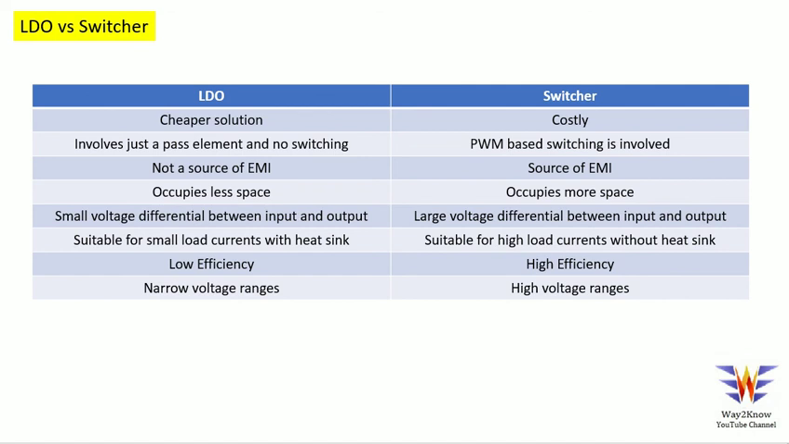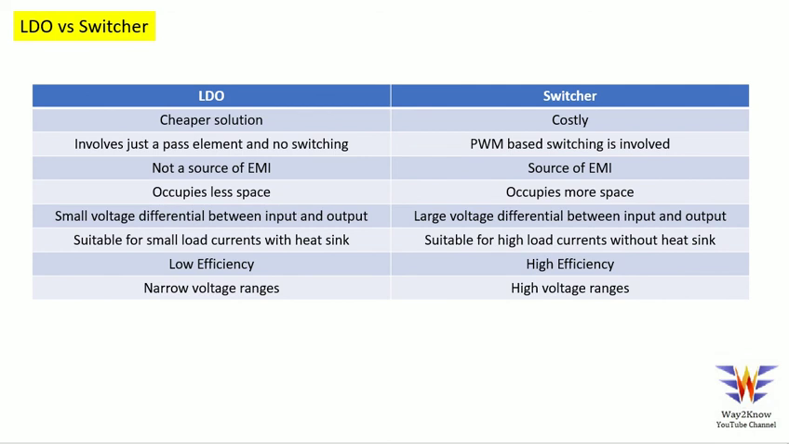Now coming to space: definitely a switcher occupies more space, as we have seen from the initial slides, whereas an LDO occupies less space. Even if you look at the packages involved, without any external components, if you take just an LDO IC and a switcher IC, the switcher IC would definitely look bigger than the LDO IC because of the complexity of the circuit and the heat dissipation that is required.